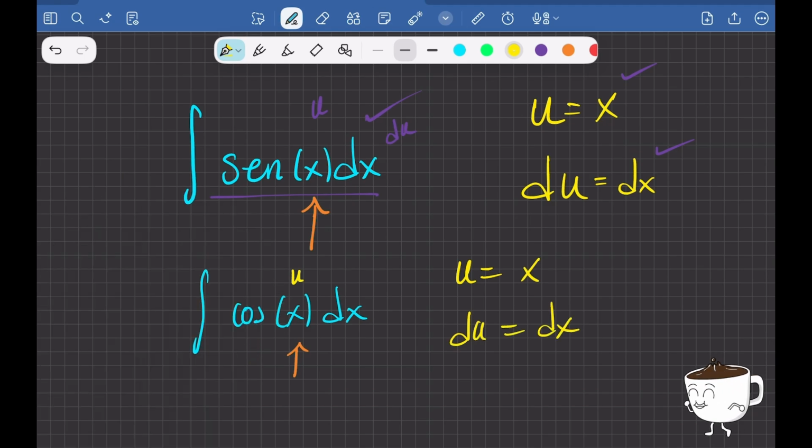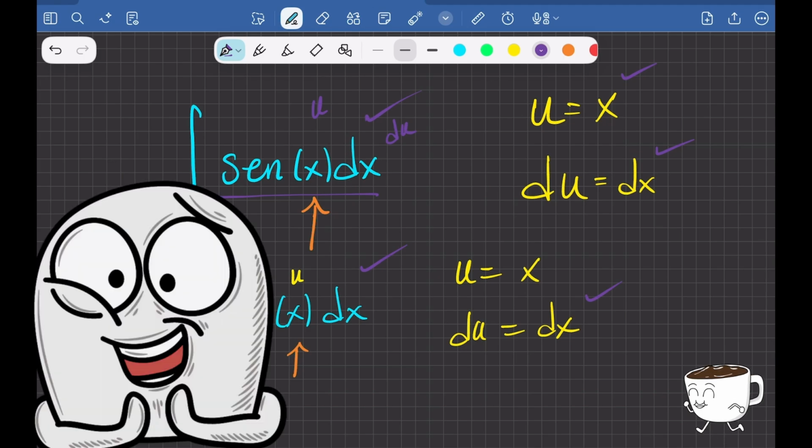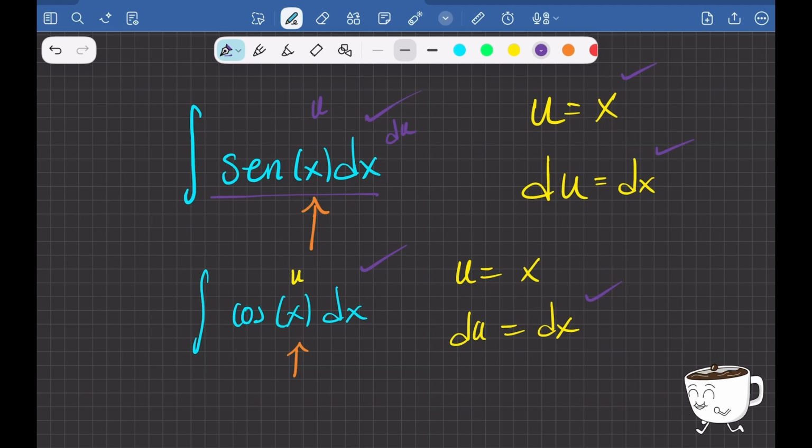Okay, very well. In the case of cosine of x, it is exactly the same process. We already know what's inside the parentheses, which is the x, so our u is the x, and our du would be dx. We have it complete. Let's review from x to dx. Then it is possible to apply a direct formula.